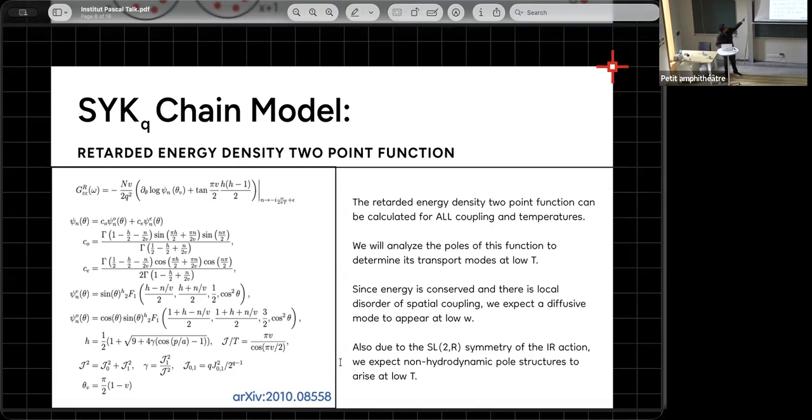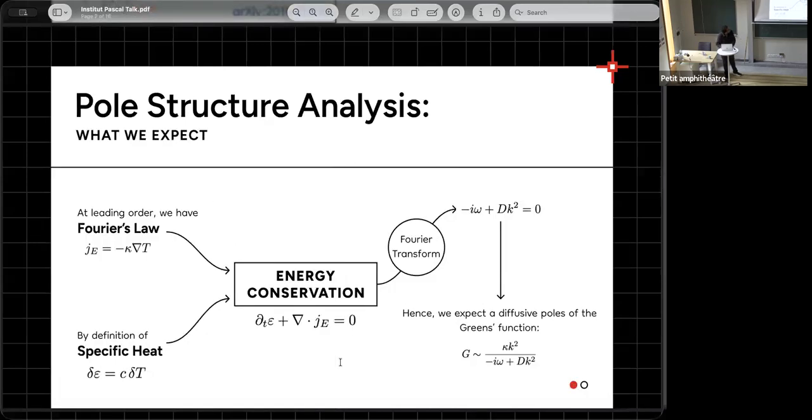But the idea is that we're going to be looking at the poles of this function. And as you were saying about diffusive, what we were expecting with the pole structure is that we have energy conservation because the Hamiltonian does not have any time dependence. Due to this, from Fourier's law and from the definition of specific heat, we can substitute these into the energy conservation law and then Fourier transform it. From there, we get exactly the diffusion equation, with the diffusive behavior which you're talking about. And so we should expect a diffusive pole to occur in our Green's function. So that is one thing that we expect.